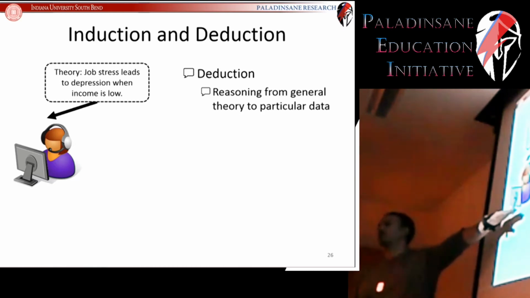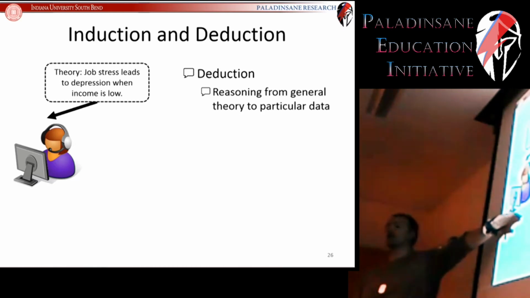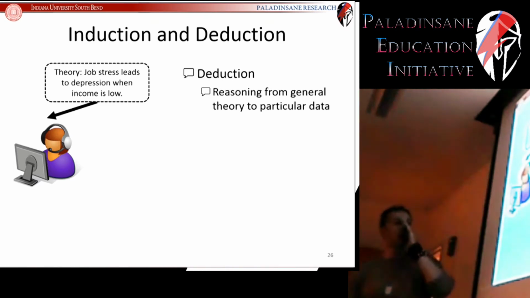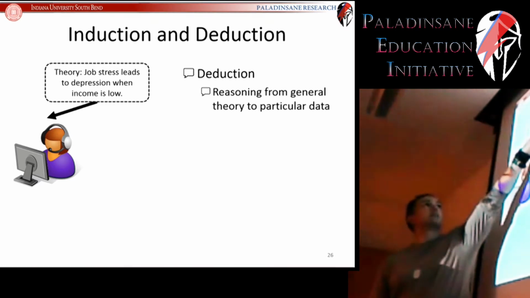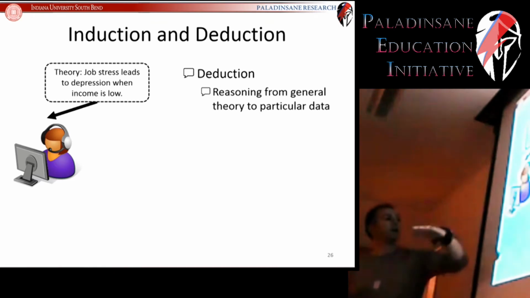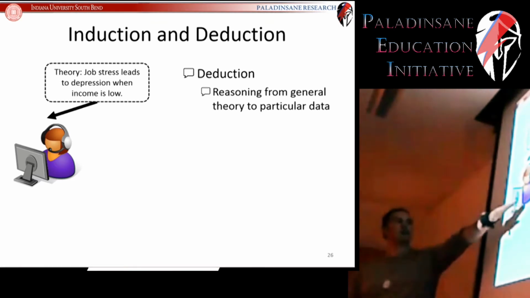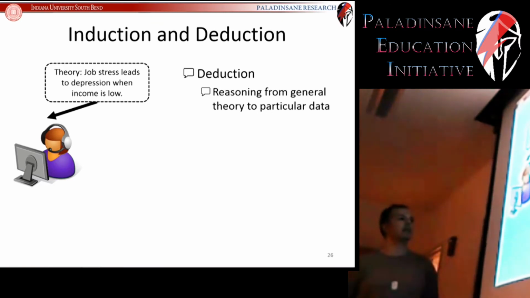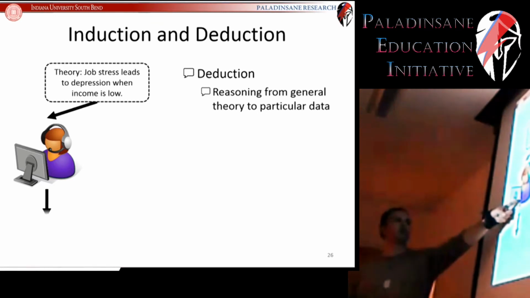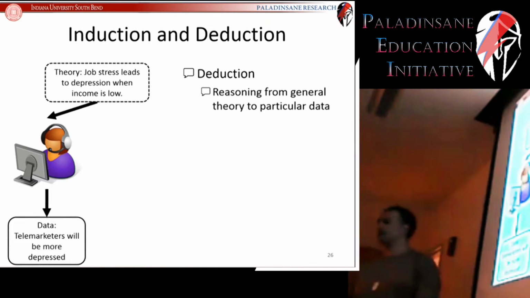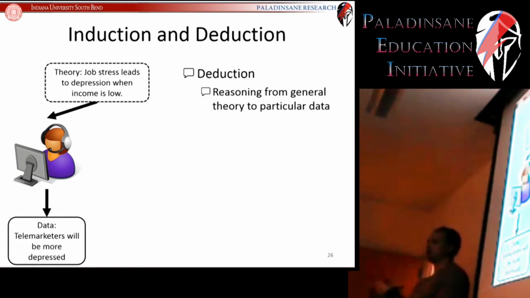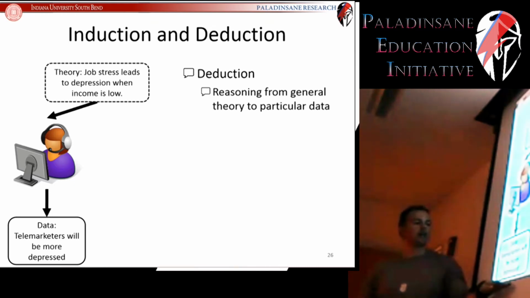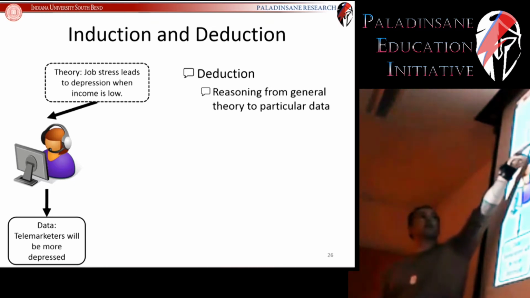So telemarketers are in the same boat. They never know if they're going to be dealt with politely, if they're going to get screamed at on the phone. Highly stressful job. So, job stress leads to depression when income is low. They have job stress. They have low income. Therefore, we can predict that if we were to look at telemarketers, they would be more depressed than your average individual. They should have more depression than average because of this theory.